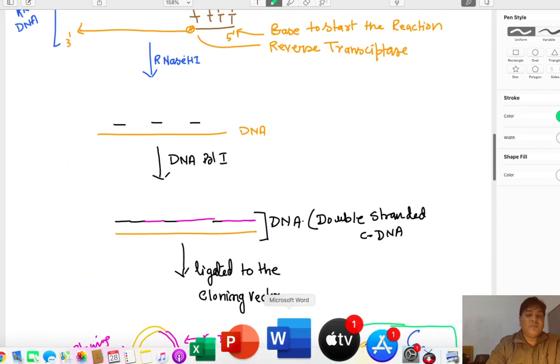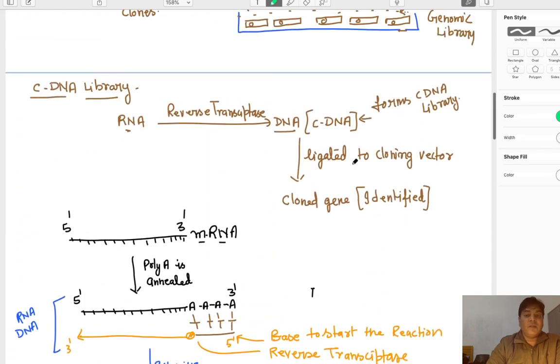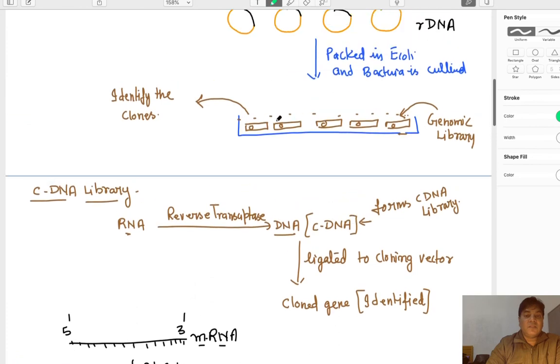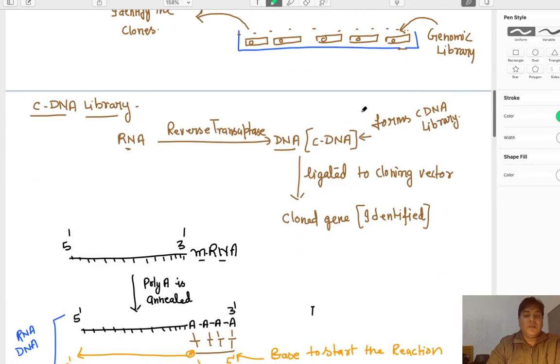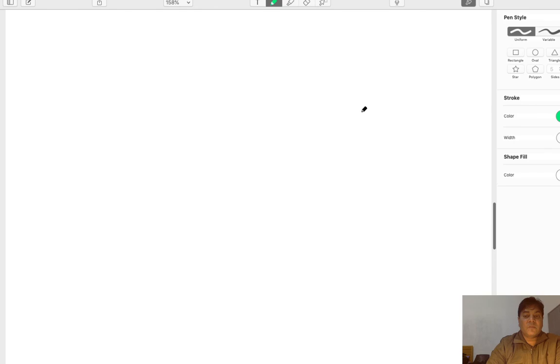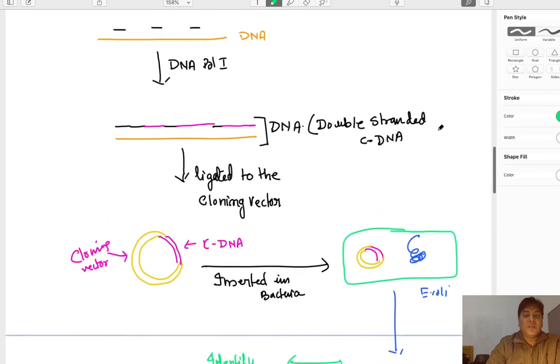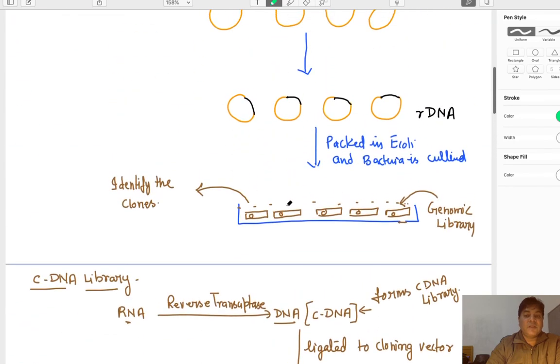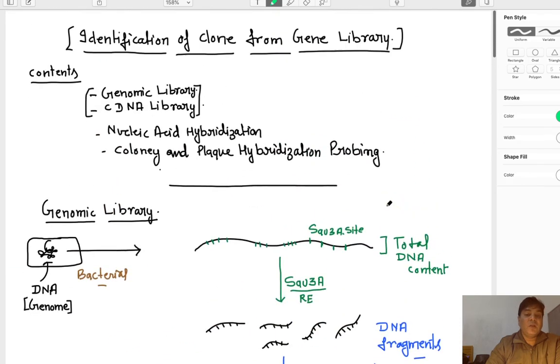Now in both the cases, finally we have got a library, that is either a genomic library here in the culture plate, or a cDNA library here. In both the cases, if we insert the gene of interest and these genes of interest are present inside this bacteria, then we have to identify the gene of interest by certain techniques. So we are using the genomic library or the cDNA library to identify the cloned gene, and that will be the next topic. How can we identify the cloned gene?